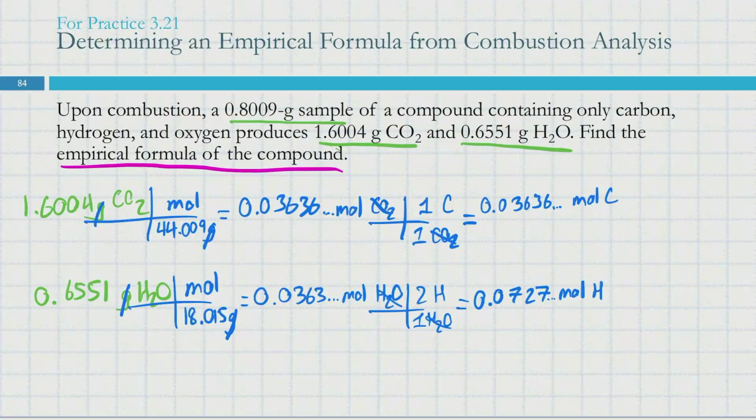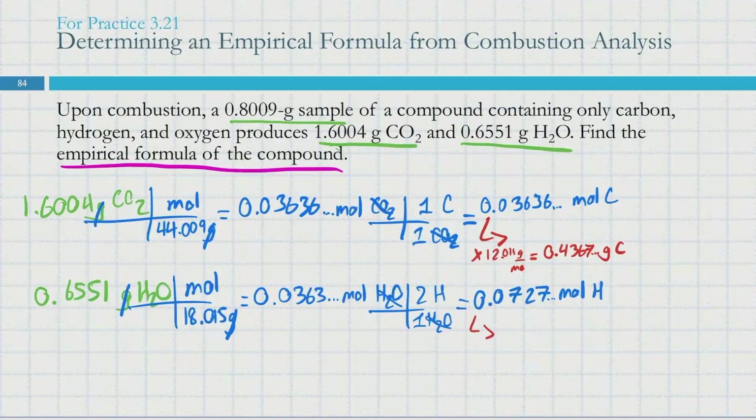Okay, so now we've got our moles of carbon, we've got our moles of hydrogen, but we don't know how many moles of oxygen we have. So we're going to use both of these numbers. We can figure out how many grams of each of these we would have had. So for carbon, if we multiply by the molar mass, we would have had in our original sample 0.4367 grams of carbon.